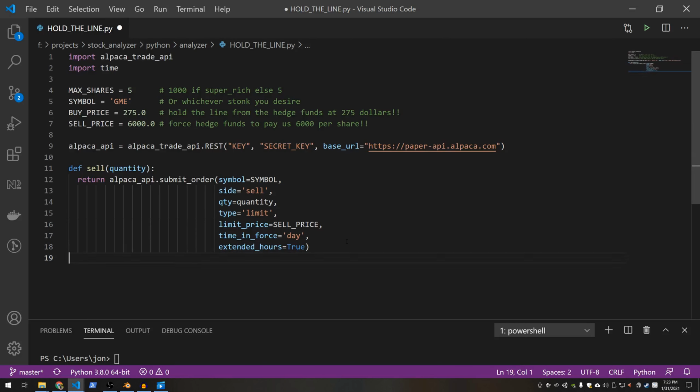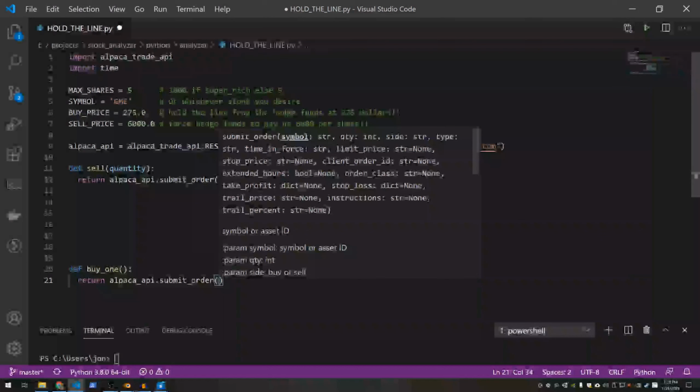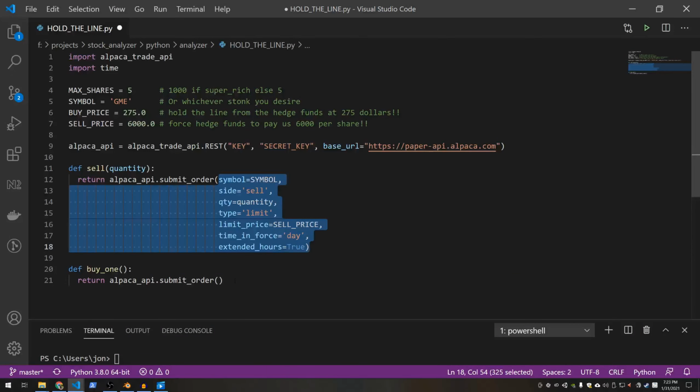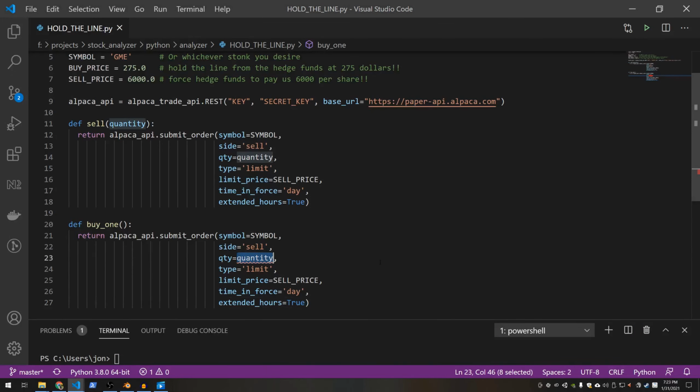Next, we'll set up our buy method. Call it buy one because this will just buy one stock. We'll explain the reasoning behind that in just a minute. So once again, it's going to be submit order. And in fact, I'm going to mostly copy this. So this will just be one, this will be the buy side, and this will be our buy price.